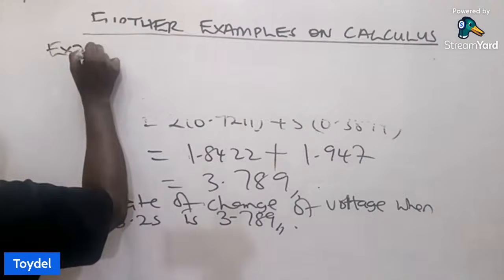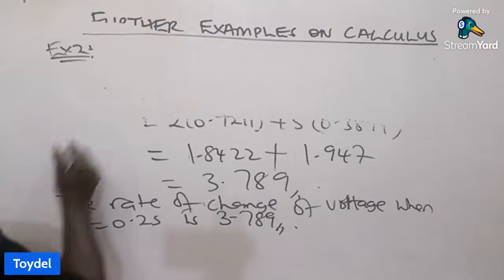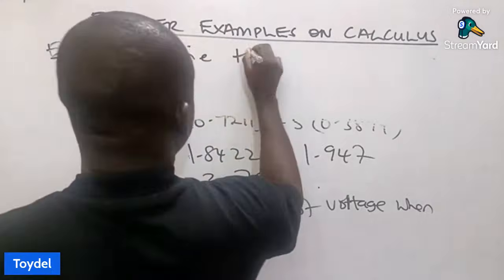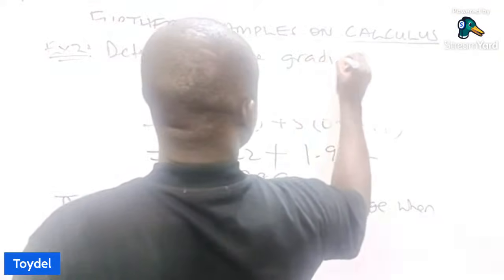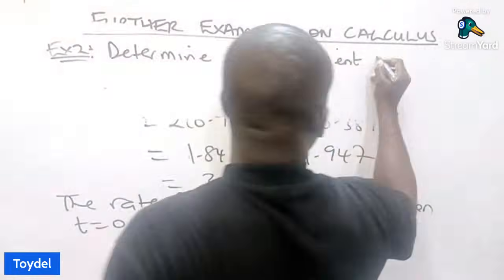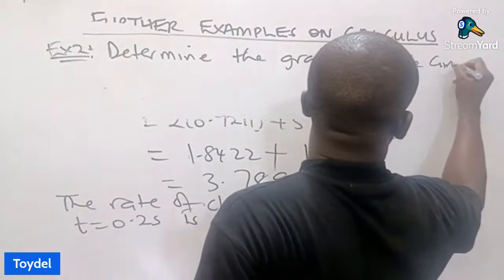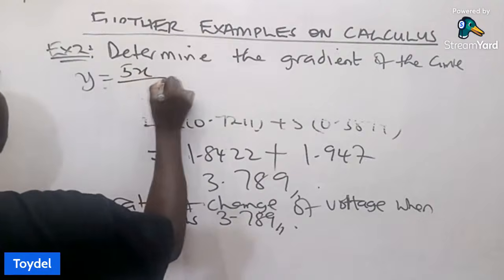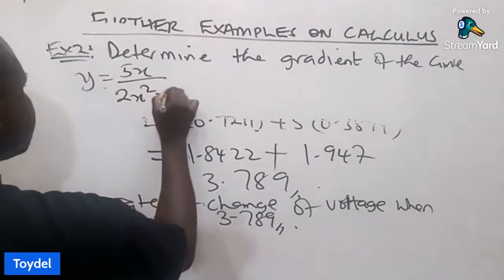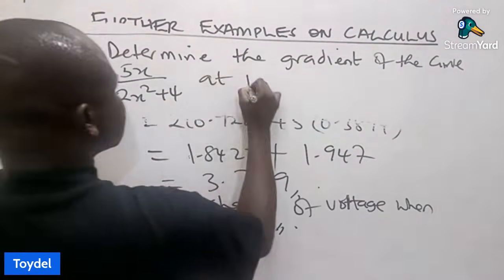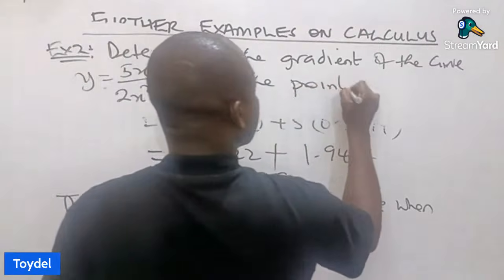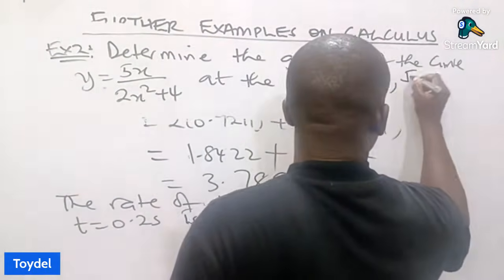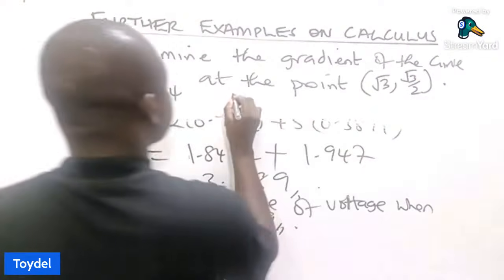Example 2. In this example 2, we are asked to determine the gradient. Of course, gradient is the same thing as slope of the curve. The gradient of the curve y is equal to 5x all over 2x squared plus 4 at the point root 3 over 2. This is what we want to do.